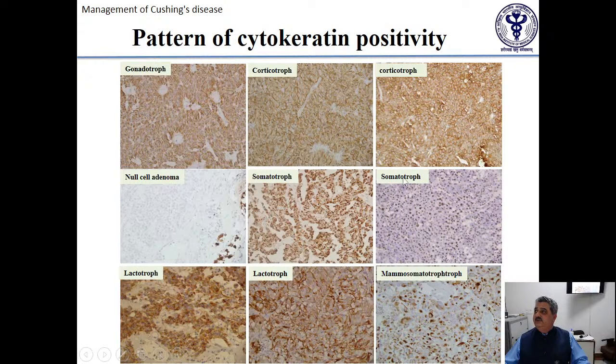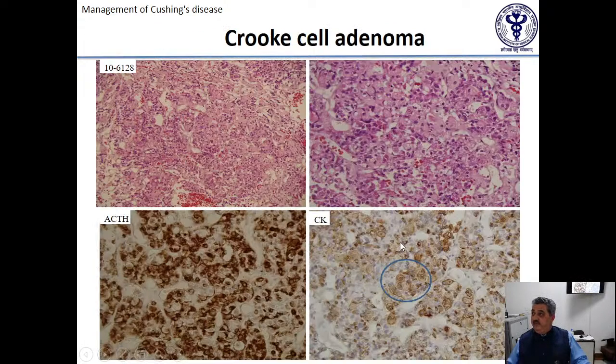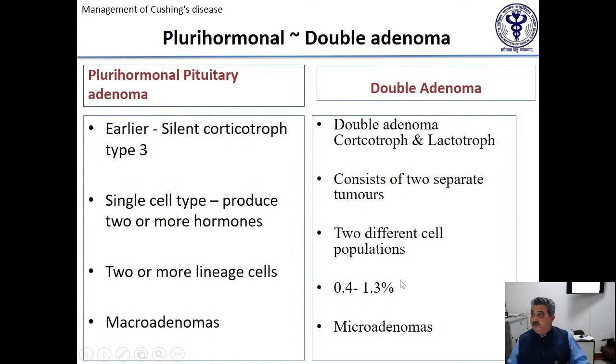For example, in the sparsely granulated somatotroph, there is a dot-like, paranuclear positivity. So these patterns are important for the classification. In the Crooke cell adenoma, there is a ring-like positivity. This is taken into consideration for the classification of the pituitary adenoma.